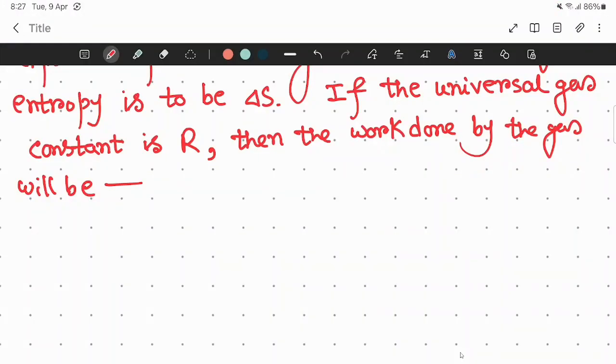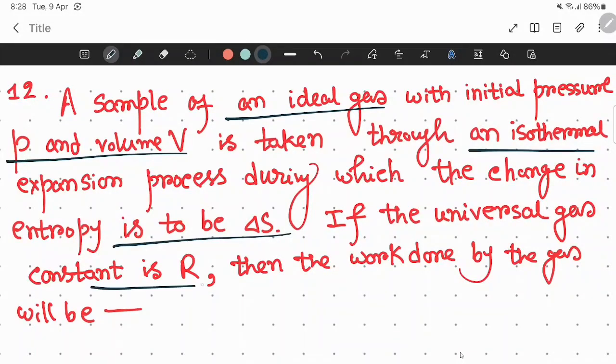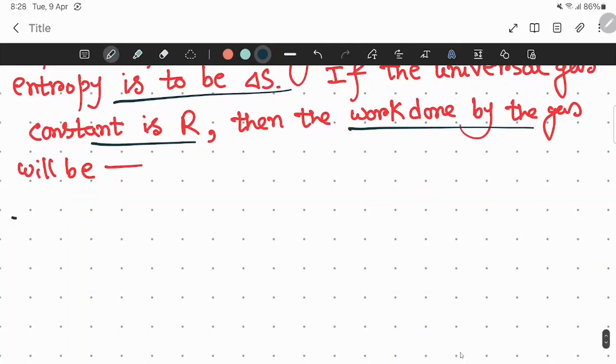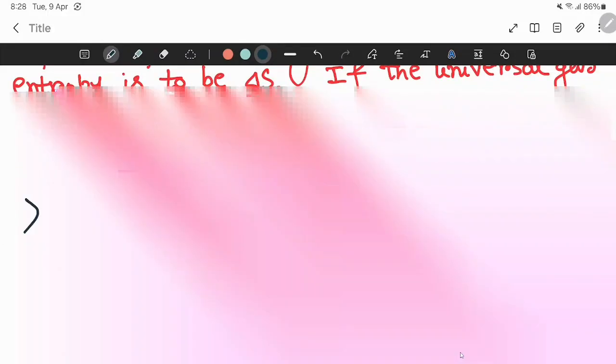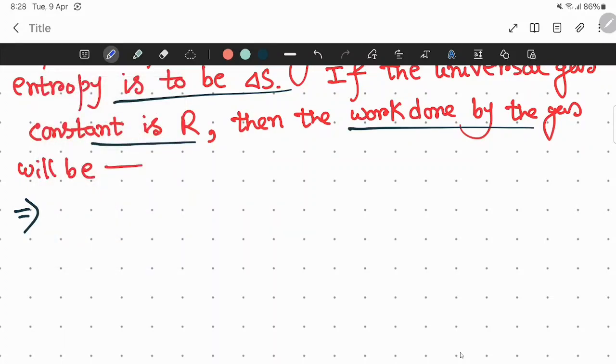Okay, so ideal gas, first the initial pressure is P and volume V. Now expanding isothermally, and the entropy change is delta S. Gas constant is R. Work done we have to calculate. Correct. Now, how can you calculate work done?